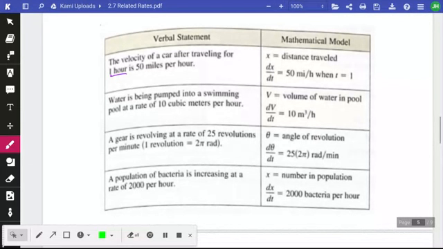Some of these are helping. Water is being pumped into a swimming pool at a rate of 2 cubic meters per hour. So V is our volume, and the change in our volume with respect to time, so that rate as the volume is changing, is 2 cubic meters per hour. A revolving gear has a rate of 25 revolutions per minute. So they'll use theta for the angle of revolution, and so we're doing d theta over dt. It's how quickly it's revolving. The angle is changing with respect to time. And they told us 25 per 1 revolution, they put it in radians.